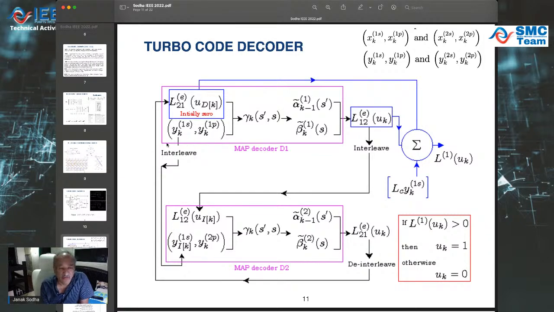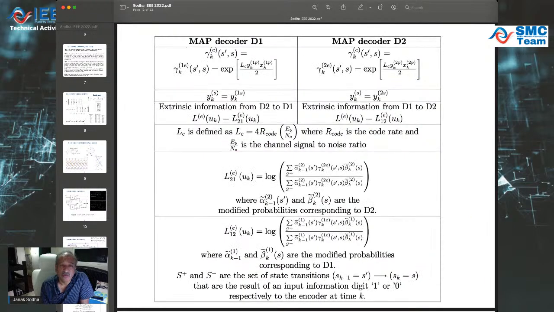This is the first map decoder. This is the map decoder. This is what was invented in 1974, and there's a second map decoder, and it is entirely based on probabilities. Now, if you wish to look at what those probabilities look like, then this is what they are.